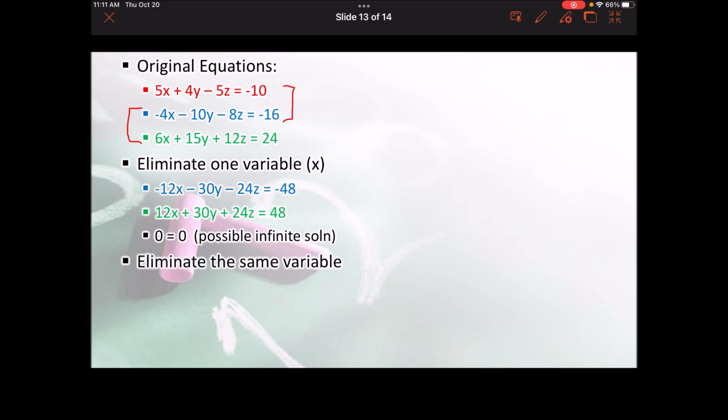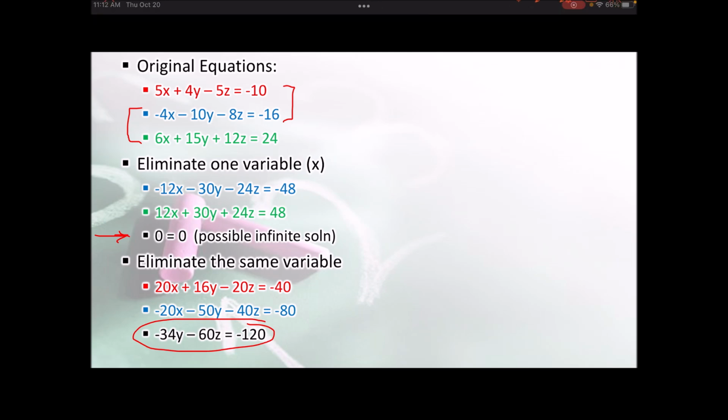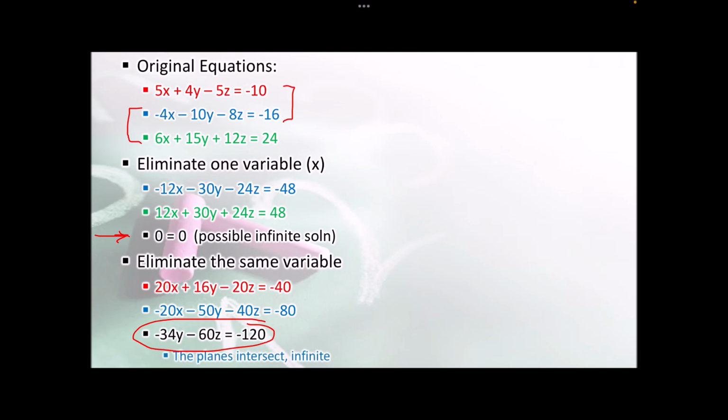To eliminate that variable, I would need to multiply my first equation by 4 and my second equation by 5. When I add those two equations together, I get negative 34y minus 60z is equal to negative 120. Now I can stop there because of the first instance where I have a possible number of infinite solutions. Once I have something that could be true down here, eliminated in the same variable, I know that I have an infinite number of solutions. In this particular case, the planes would all intersect and they would have an infinite number of solutions.